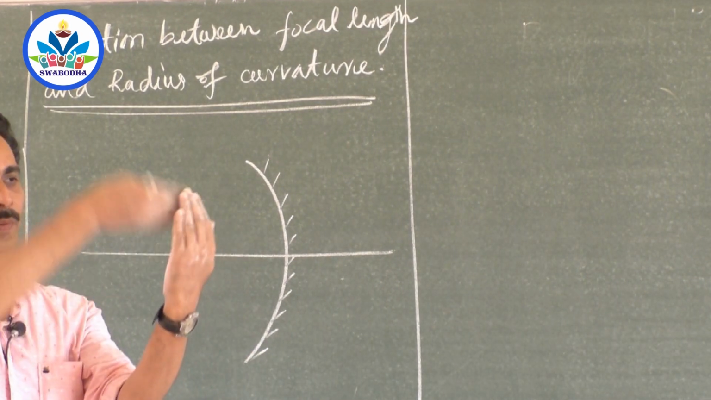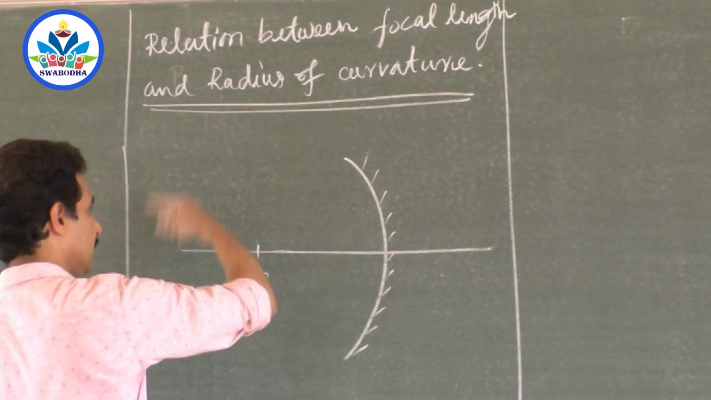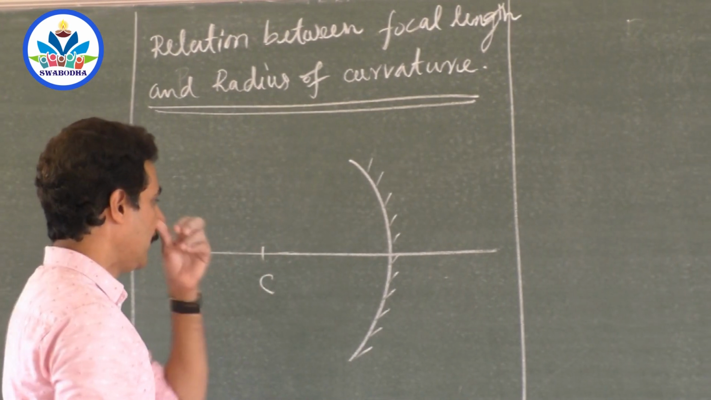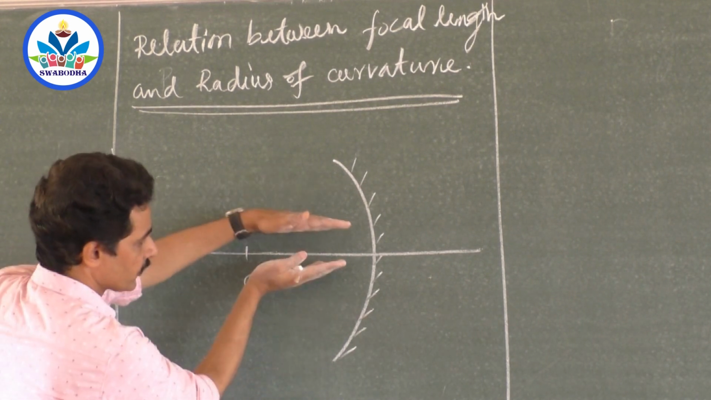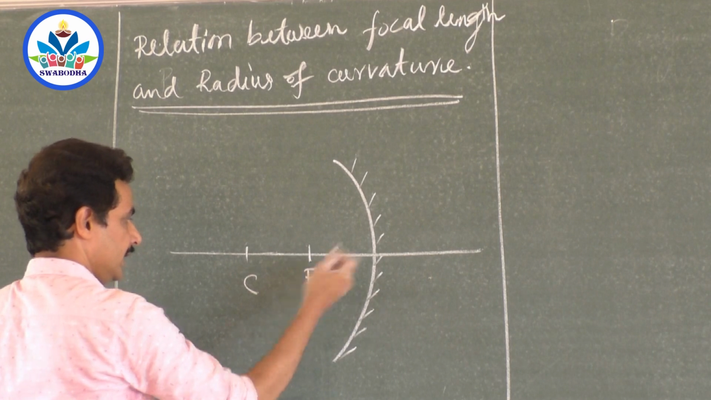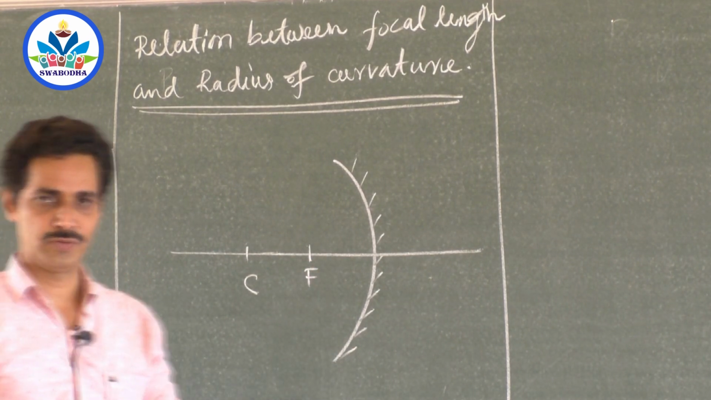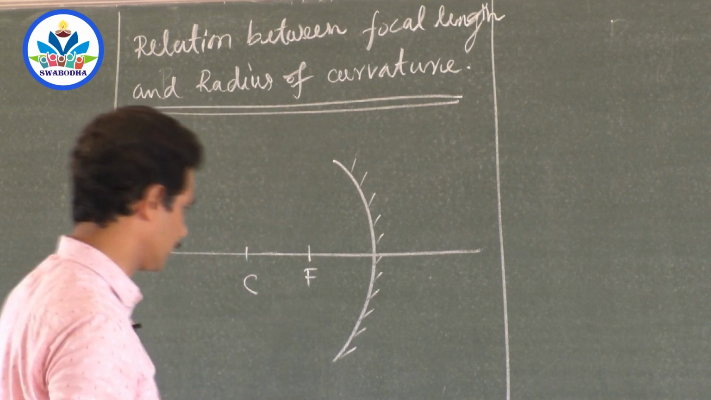Now, so we have a concave mirror. Its curvature is a part of a sphere. It will have a center. If you complete it, you will get the center. And if parallel rays are incident on the concave mirror, which are very close to the axis, after reflection they pass through the focus. In a concave mirror, they really pass through the focus.